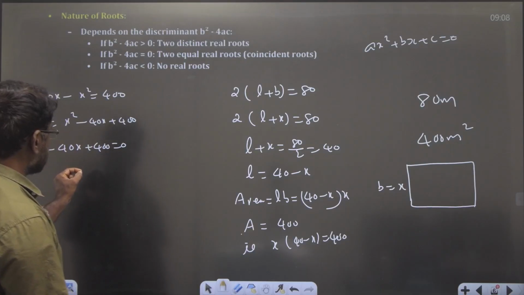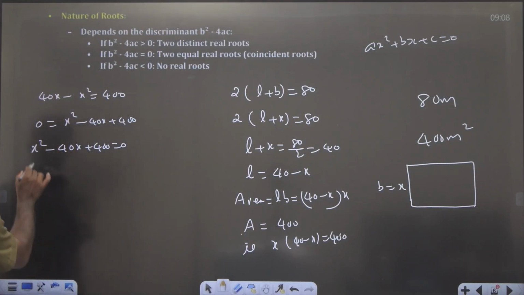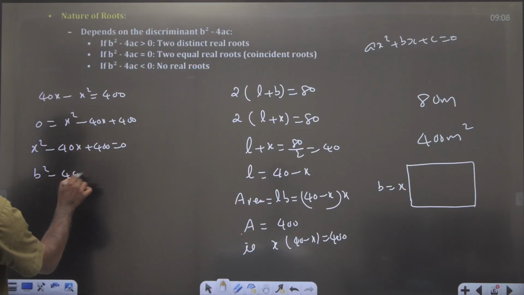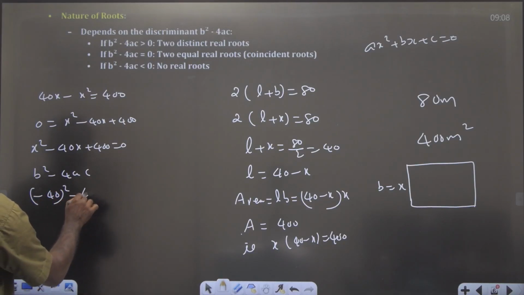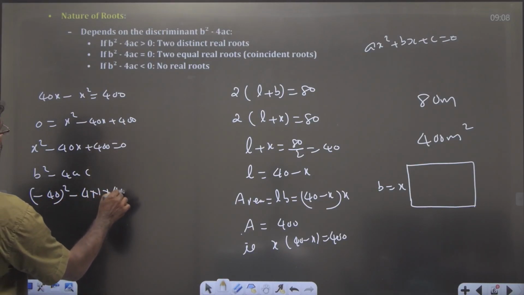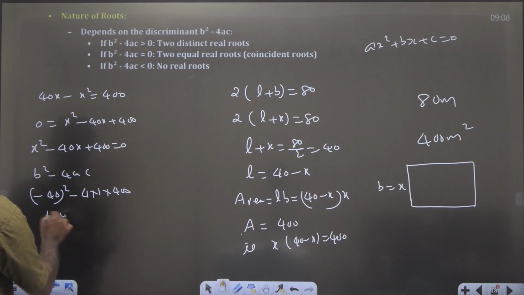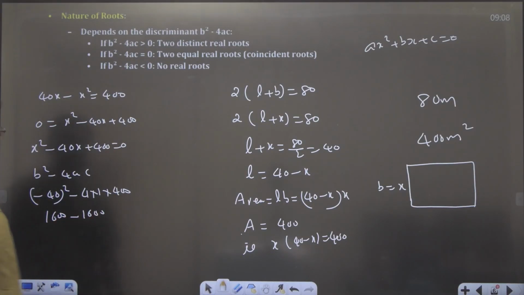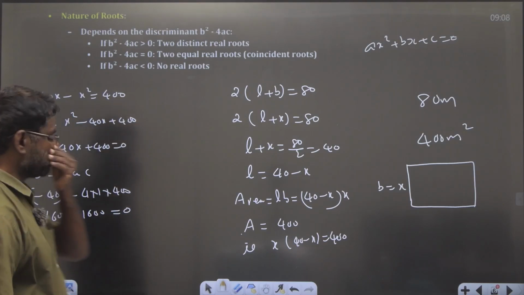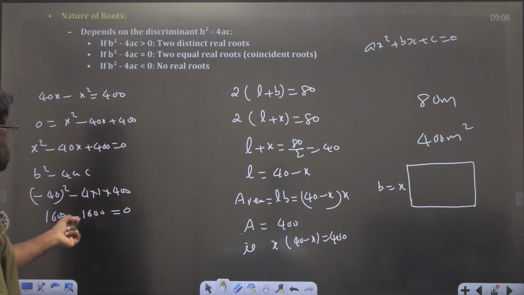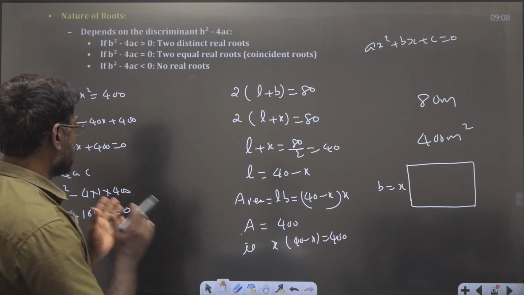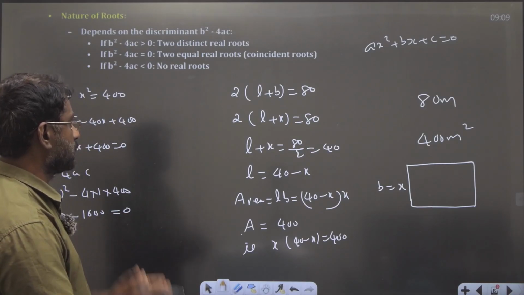In the next step, check for the nature of the roots. b square minus 4ac, so negative 40 square minus 4 into 1 into 400. That is 1600 minus 1600, that is equal to 0. So there exist equal roots.